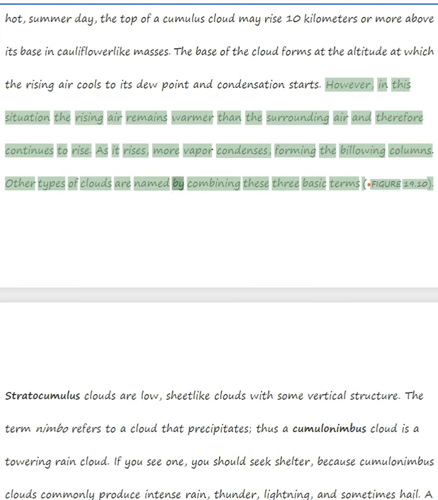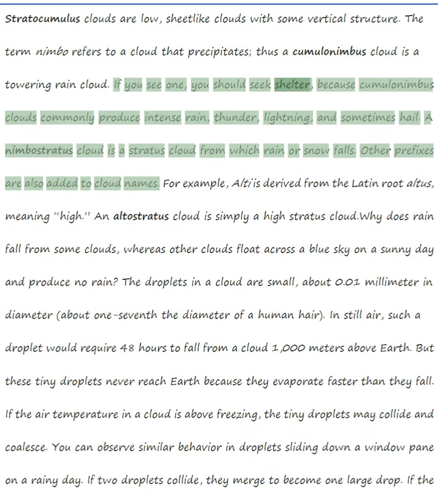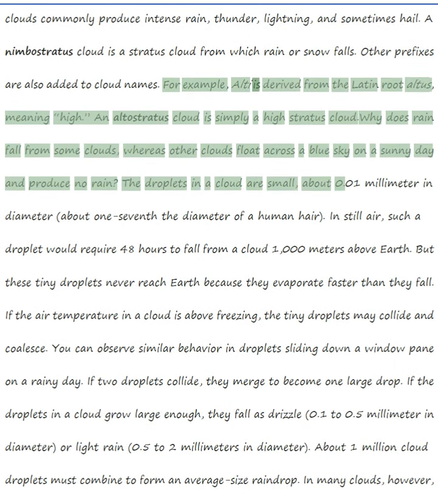Other types of clouds are named by combining these three basic terms. Stratocumulus clouds are low, sheet-like clouds with some vertical structure. The term nimbo refers to a cloud that precipitates, thus a cumulonimbus cloud is a towering rain cloud. If you see one, you should seek shelter, because cumulonimbus clouds commonly produce intense rain, thunder, lightning, and sometimes hail. A nimbostratus cloud is a stratus cloud from which rain or snow falls. Other prefixes are also added to cloud names. For example, alti is derived from the Latin root altus, meaning high. An altostratus cloud is simply a high stratus cloud.